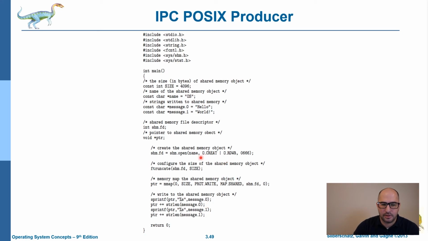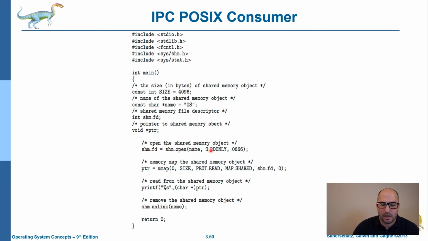The other thing to notice here is that the open call created it in the producer, and we did not create it in the open call for the consumer because they're just reading from it. By practice in shared memory, this is a one-way link, a unidirectional link.